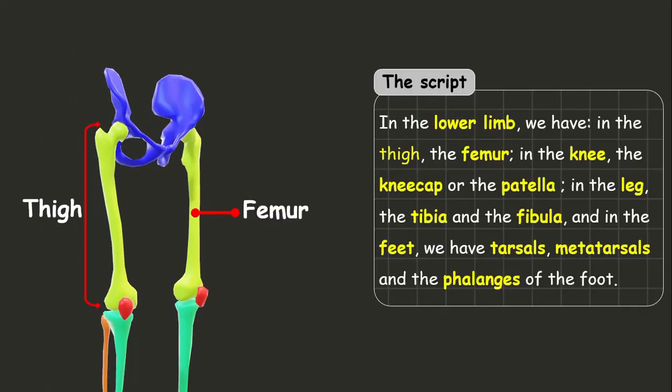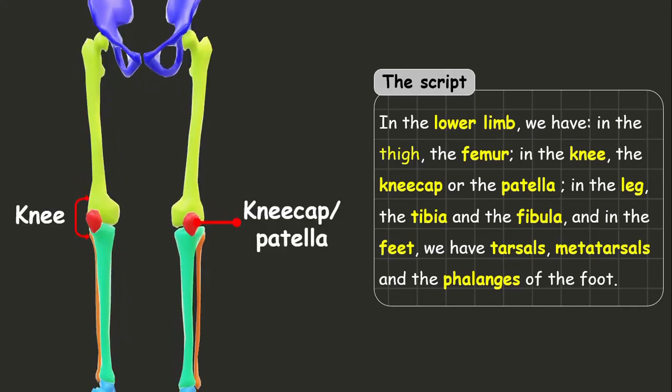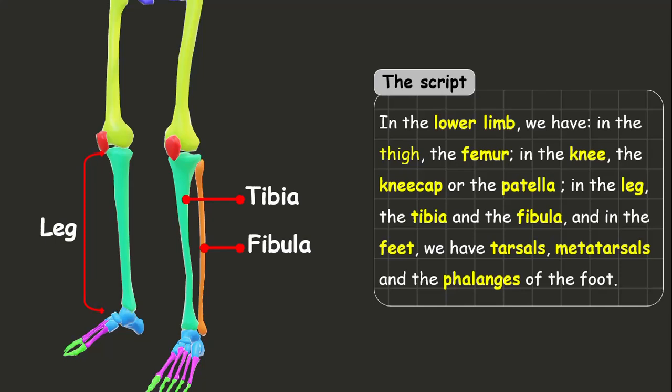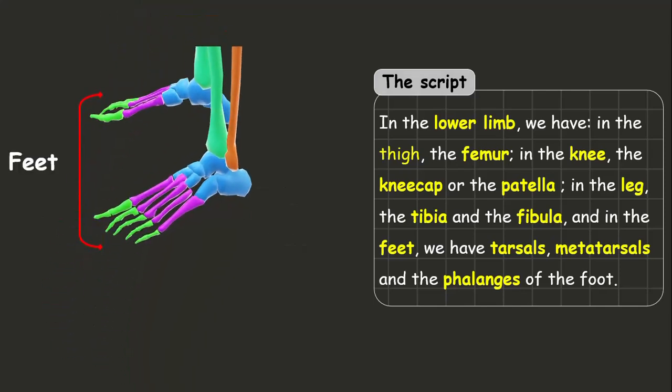In the lower limb, we have in the thigh the femur. At the knee, we have the kneecap, better known as the patella. In the leg, we have the tibia and the fibula. And in the foot, the tarsals, the metatarsals, and the phalanges of the foot.